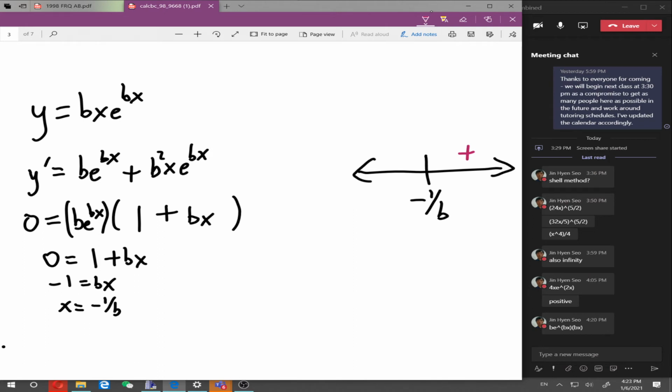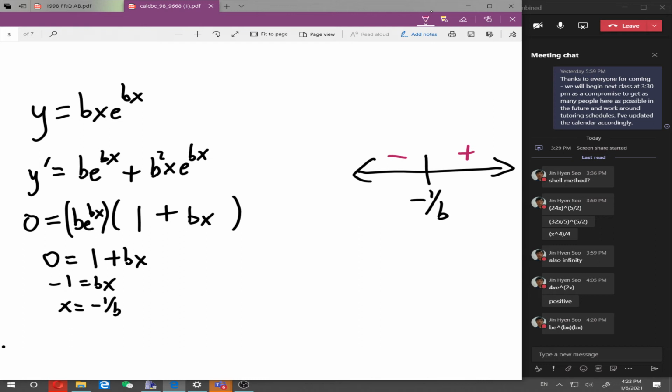If I plug in negative 2 over b, which would be a number that is less than that, then I'll get 1 minus 2 times some positive number, would be negative. So this is a minimum. And now that we've proven that this is the minimum, and our function is continuous with only one critical point there, this will also be the absolute minimum, and we just need to find the y value.